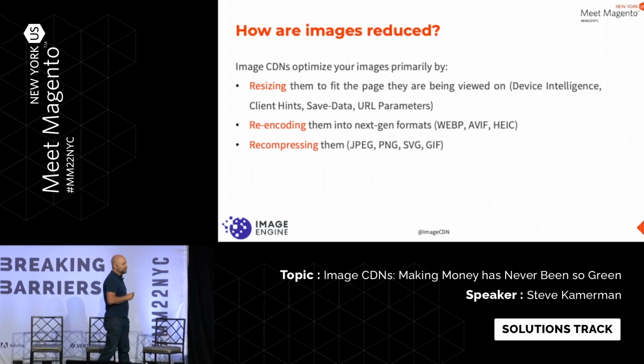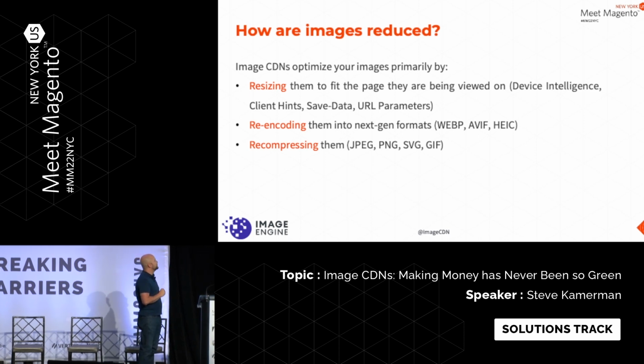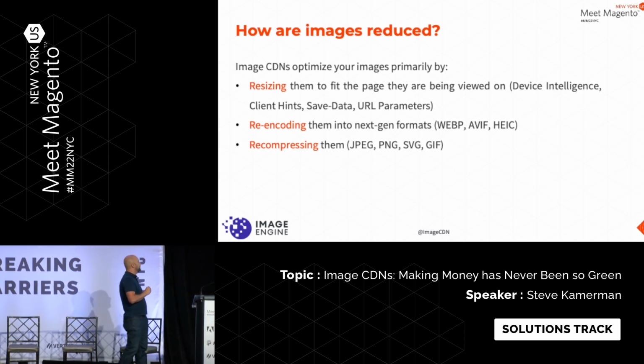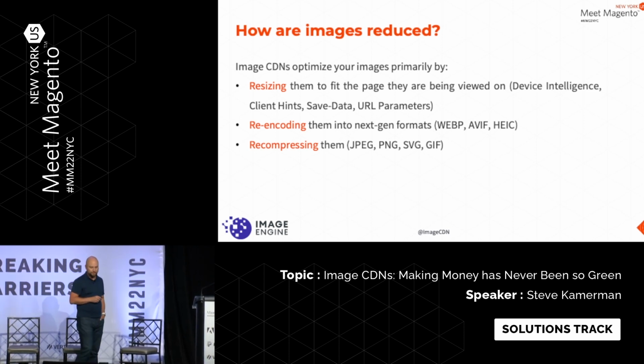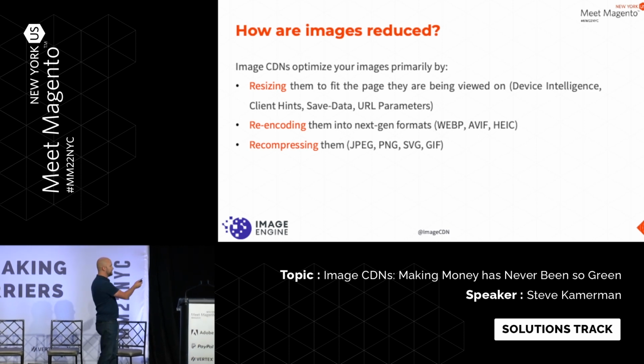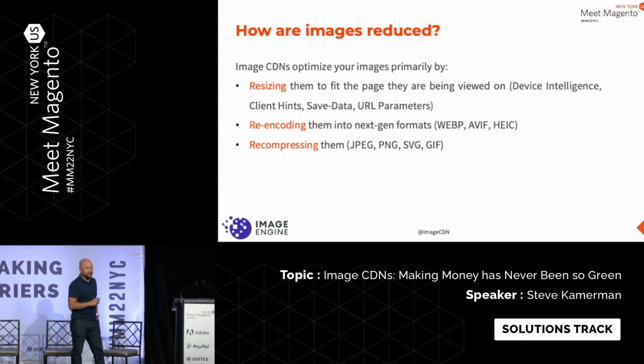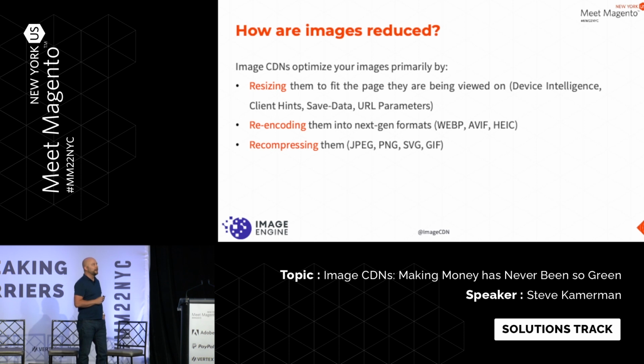So how do we reduce the size of images with an image CDN? We primarily resize the images dimensionally. We make the images smaller to fit the devices that are visiting them. That's the device intelligence category. We can use client hints. Client hints are a method by which your browser suggests to the CDN how large the image should be.